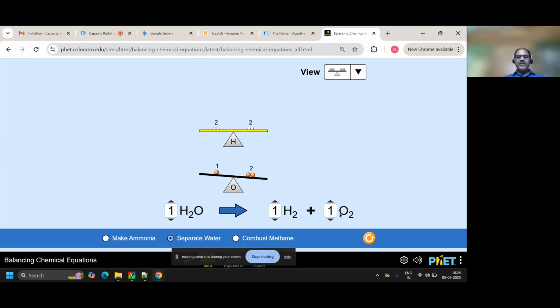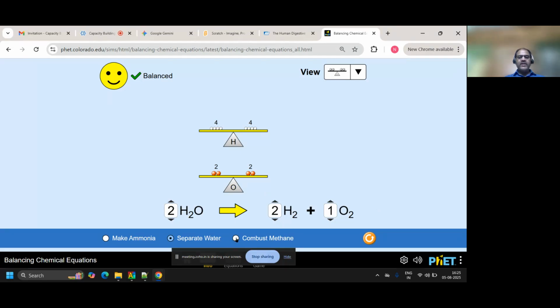hydrogen is balanced, oxygen is not balanced. So what should I do? Here there is 2. Now I increase this. Oh, now oxygen gets balanced, hydrogen is not balanced. So left hand side I have more, right hand side I have less. So all I need to do is, let me try to increase this one. Yeah, this is done. So 2H2O leads to 2H2 and 1O2.